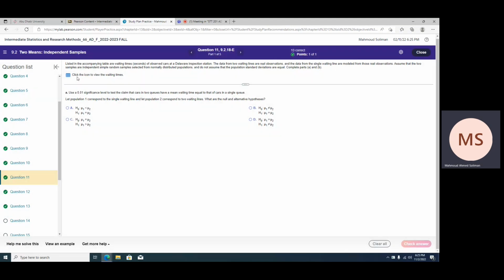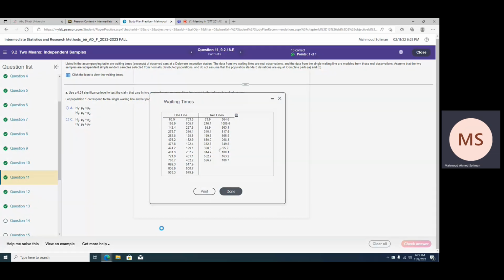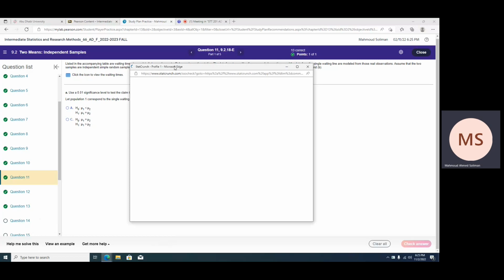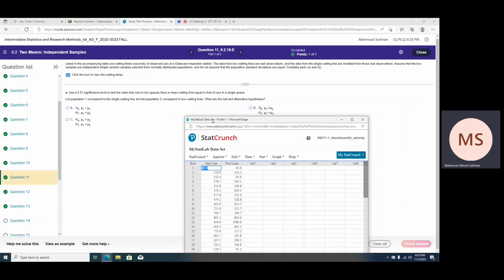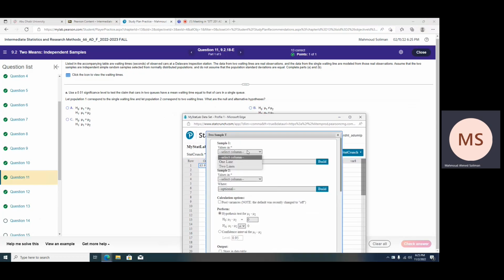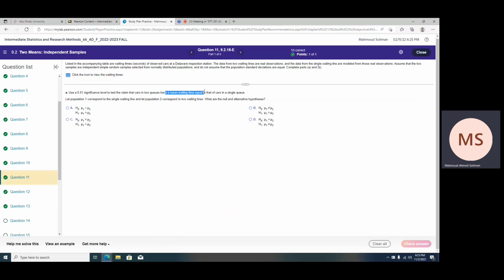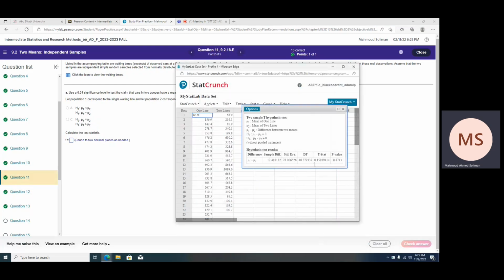Here we have the waiting times. We have the data. Open StatCrunch. Population 1 is the single waiting line, so one line, and population 2 is the two lines. The claim is that mean waiting time is equal, so the alternative is not equal to. If it says equal or the same, it will be not equal.